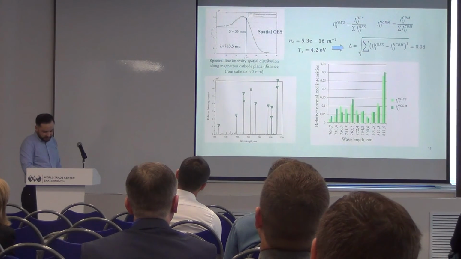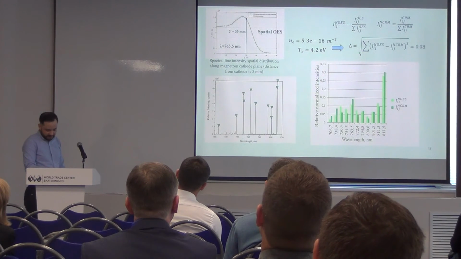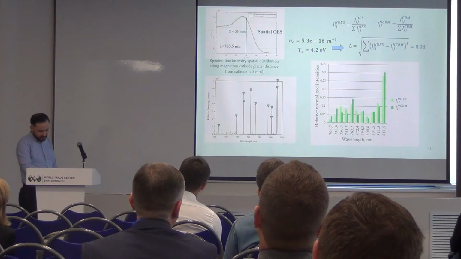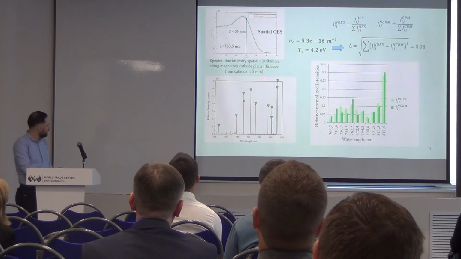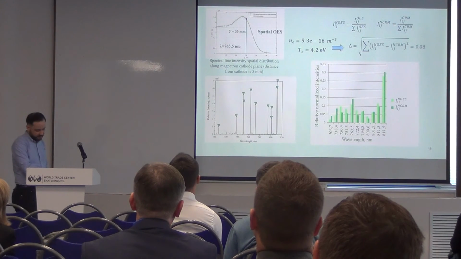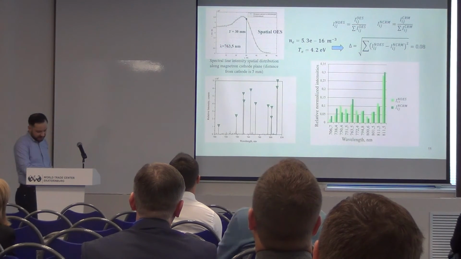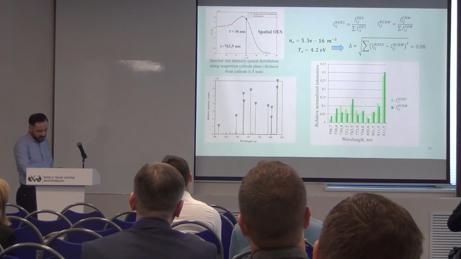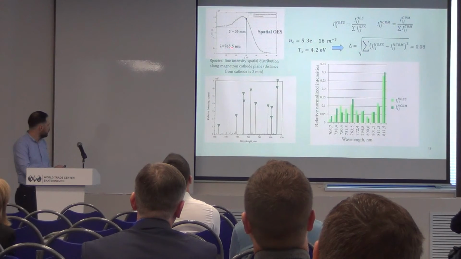The search for the closest to the real pair of electron density and temperature is performed by minimizing this merit function. Here we can see an example of results obtained for one position of the optical collimator. It was 30 millimeters from discharge axis, and the distance to the cathode plane was 5 millimeters. Here is an example of experimentally obtained intensity distribution along the cathode plane for one spectral line from this set. It was 763.5 nanometers.